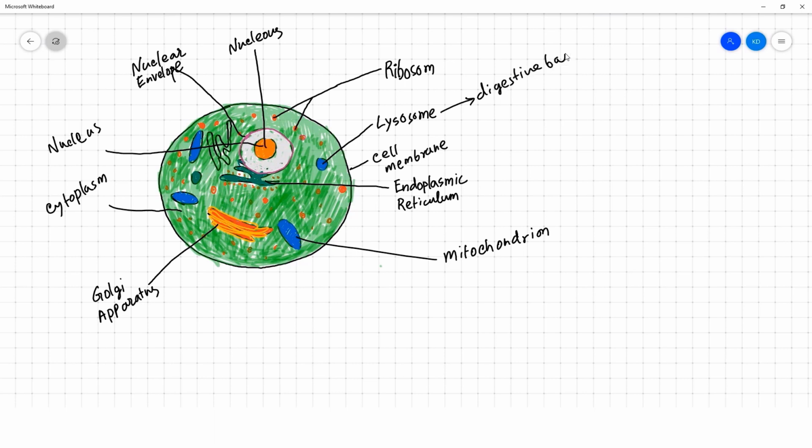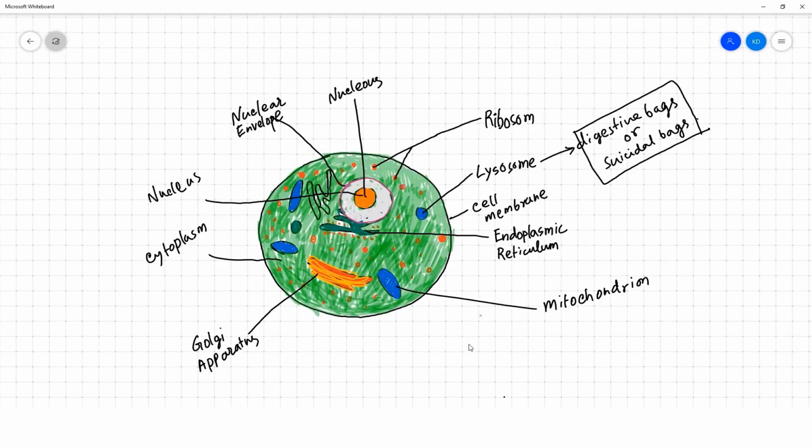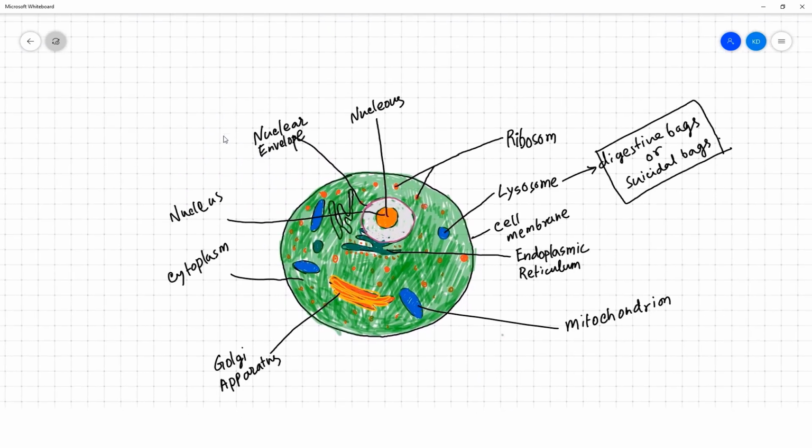This is the digestive bag. Somebody calls it the digestive bag or suicide bag. This lysosome is very important. Always remember these things. What is called the digestive bag in cells? This is the lysosome, digestive bag or suicidal bag. So this is actually the animal cell.